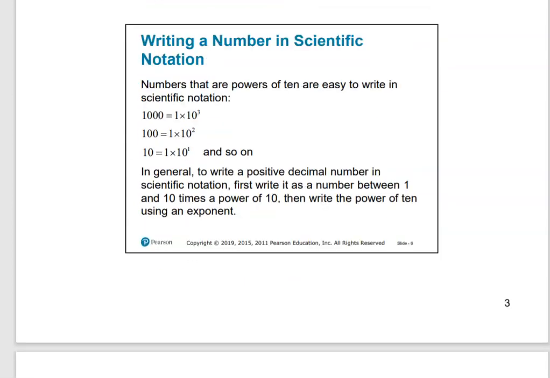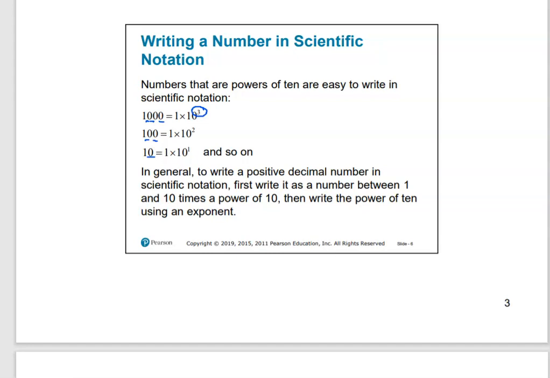Numbers that are powers of 10 are easy to write in scientific notation. 1,000 is 1 times 10 to the third. You can look at that and notice that we have 1, 2, 3 zeros, so we've got 10 to the third. 100 is 1 times 10 to the second because we have 2 zeros. 10 would be 1 times 10 to the first, and so on.